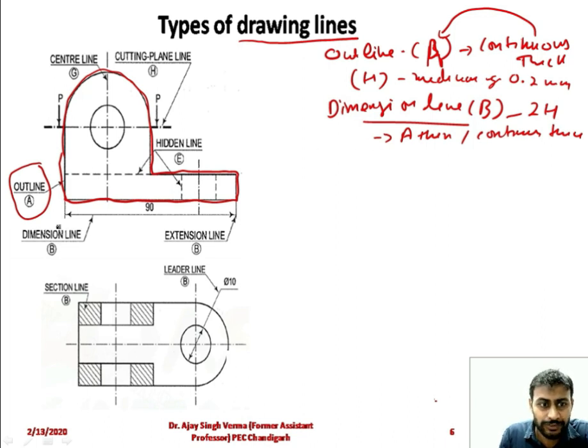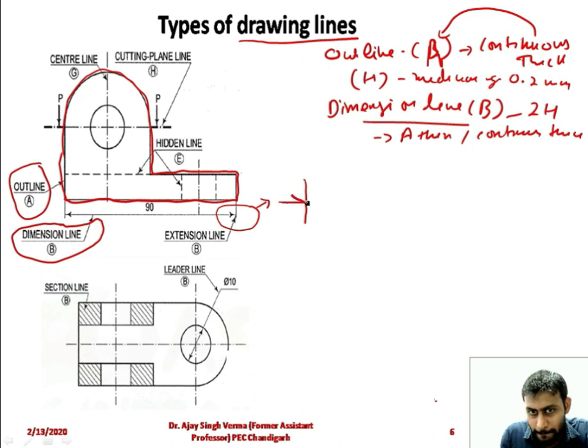Where is the dimension line? This one is your dimension line. Basically, in the dimension line you can see this is a continuous thin line, and this dimension line is terminated. I am zooming in on this and plotting it again here. I am zooming in on this terminated line with the help of arrowheads, like this. This is terminated with the arrowhead.